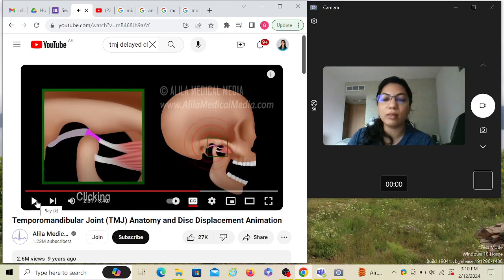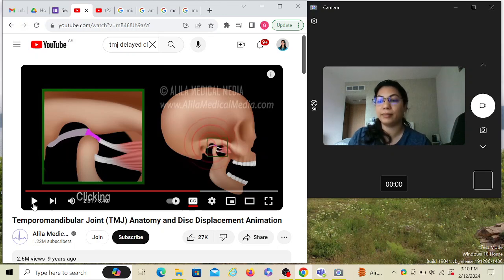So I'm going to pause here. You understand, whenever the condyle is moving ahead over the articular eminence and the disc has also completely moved, and after the disc has moved, the condyle is moving, but it's still coming on top of the disc, it's called with reduction. Okay, with reduction. You remember this image, the condyle is still below the disc.